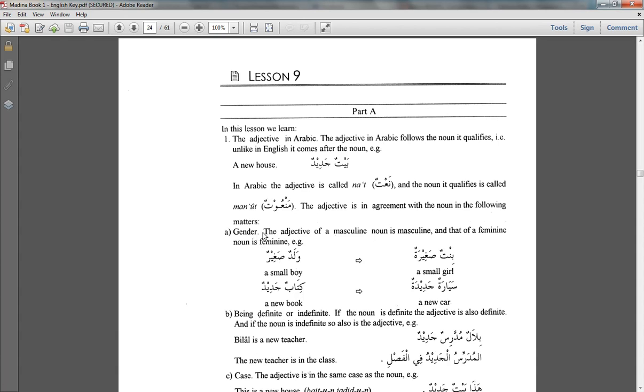So they have to agree in gender. The adjective of a masculine noun is masculine, and that of a feminine noun is feminine. For example, waladun saghirun, a small boy. So you see masculine, masculine. Bintun saghiratun, feminine, feminine. Kitabun jadidun, masculine, masculine. Sayyaratun jadidatun. Sayyaratun is feminine, therefore jadidatun also has to be feminine.